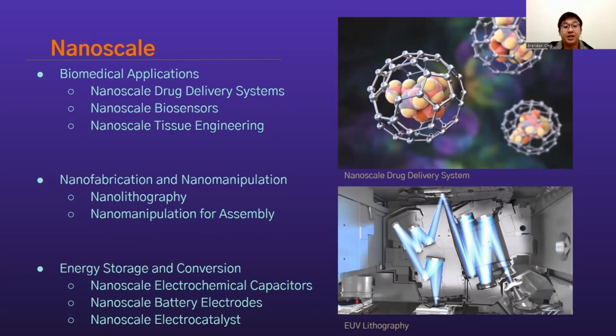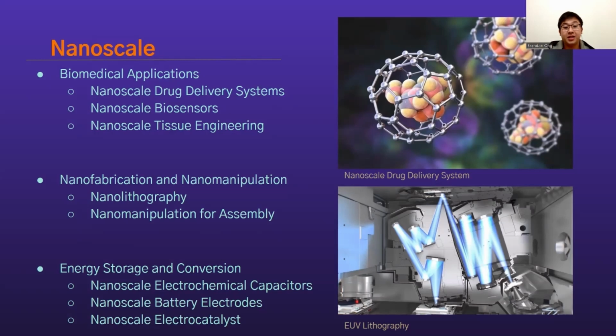In nanofabrication and nanomanipulation, electroplating is used for nanoscale patterning for advanced lithographic processes such as EUV lithography. We are also able to manipulate individual nanoparticles for precise assembly in nanoscale devices using electroplating.